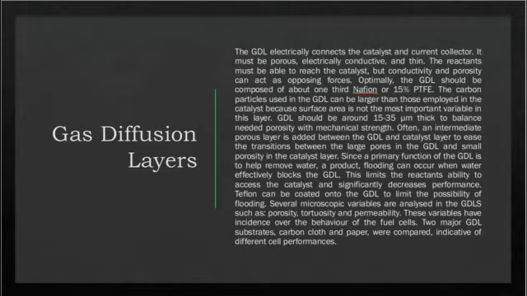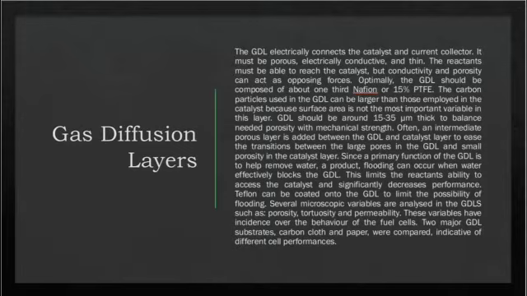Since a primary function of the gas diffusion layer is to help remove water, a product, flooding can occur when water excessively blocks the gas diffusion layer. This limits the reactant's ability to access the catalyst and significantly decreases performance. Teflon can be coated onto the gas diffusion layer to limit the possibility of flooding.